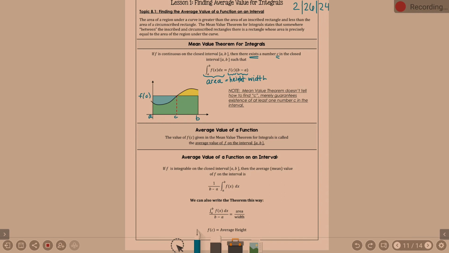The other piece today is average value, which I feel is more the focus of this lesson. The value of f of c given in the mean value theorem for integrals is called the average value of f on the interval a to b. If f is integrable on the closed interval a to b, then the average value of f, when they ask for average value, is the integral from a to b of f of x dx, but notice what's out front: it's 1 over b minus a. That 1 over b minus a is helping us to find the average.